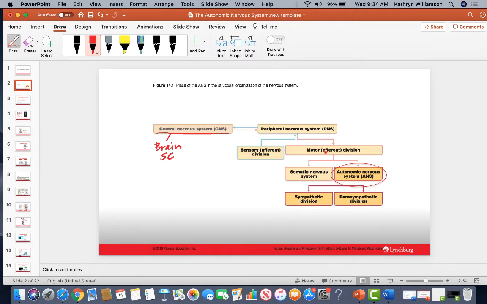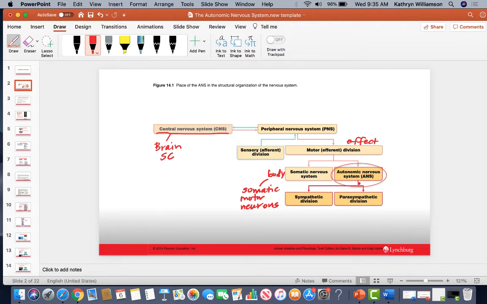I always think of efferent as having an effect, because the motor part is going to activate muscles or glands that are going to end up exerting an effect on something. We can take the motor division and divide it into two separate divisions. One is somatic, which we know means body. You're already familiar with this: when we talked about skeletal muscle innervation, we had somatic motor neurons that innervated the skeletal muscles. That's part of the somatic nervous system. And the second part of the motor division is the autonomic nervous system, and that's what we're talking about today.